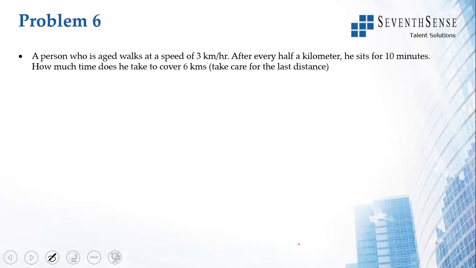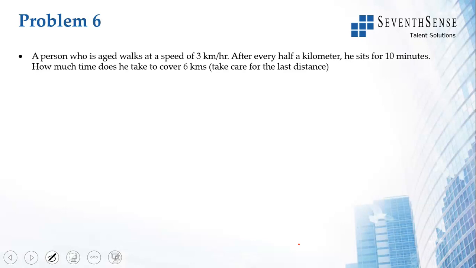Person who is aged walks at 3 kilometers per hour. After every half a kilometer, he sits for 10 minutes. How much time does it take to cover 6 kilometers? Take care about the last distance, right? Last distance is in the last lap. 3 kilometers per hour. So after every half a kilometer, he sits for 10 minutes.